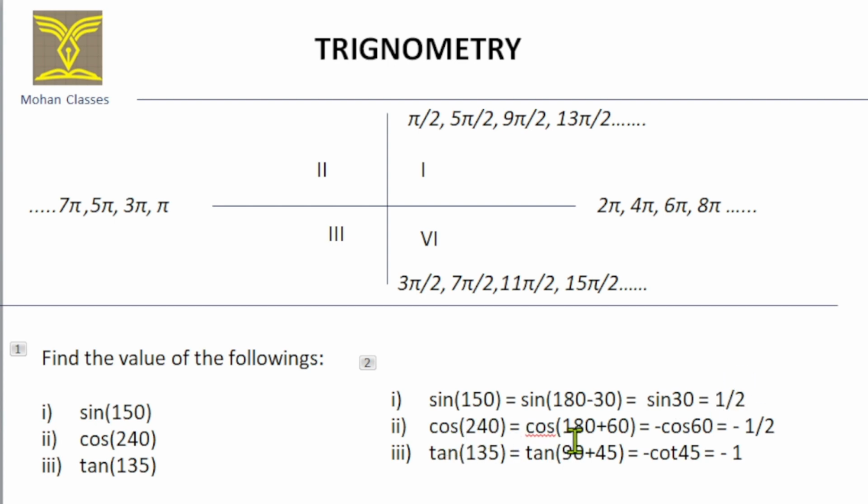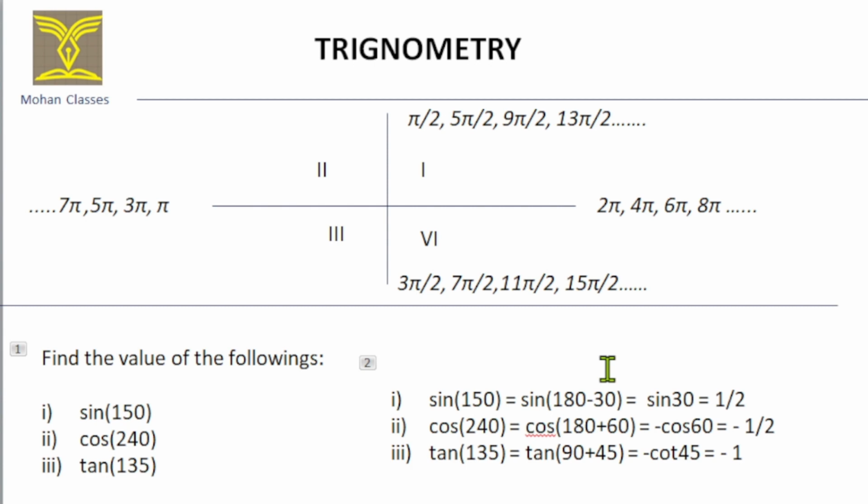What about cos 240? Cos 240 we can write as cos 180 plus 60. Cos 180 plus theta is cos theta in form, and cos 180 plus 60 is coming in the third quadrant, where only tan and cot are positive. Therefore, minus cos 60, which means minus half.